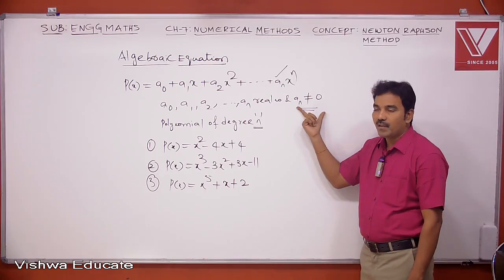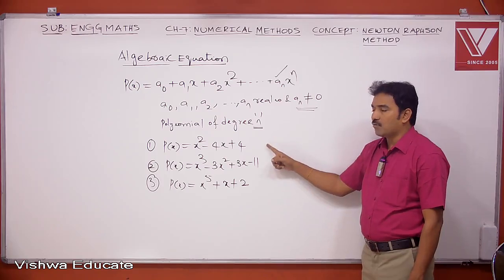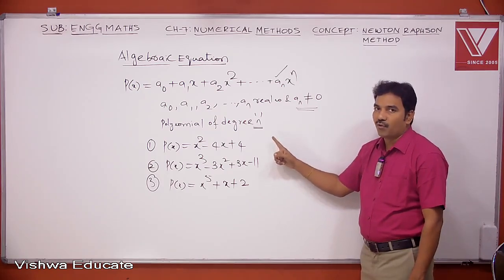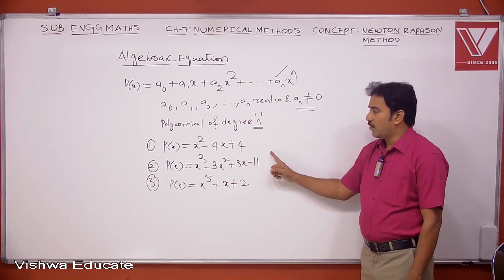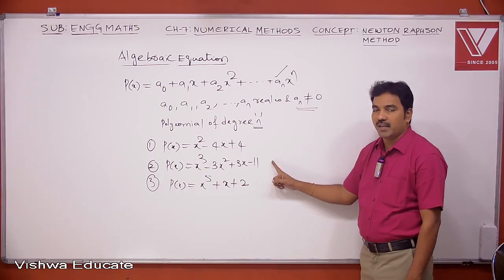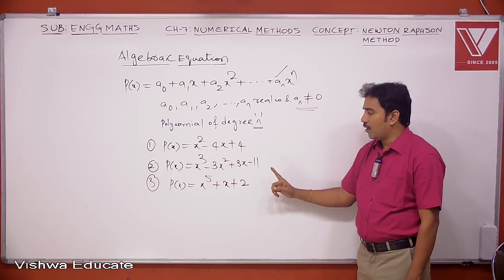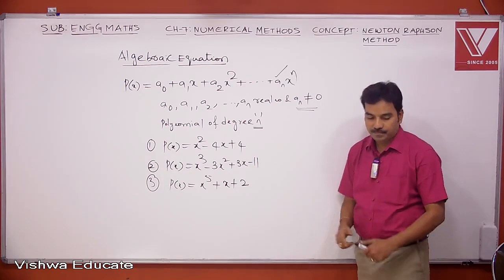Write these three examples. First one, P of x equal to x square minus 4x plus 4. Second one, P of x equal to x cube minus 3x square plus 3x minus 11. Third example, P of x equal to x power 5 plus x plus 2.